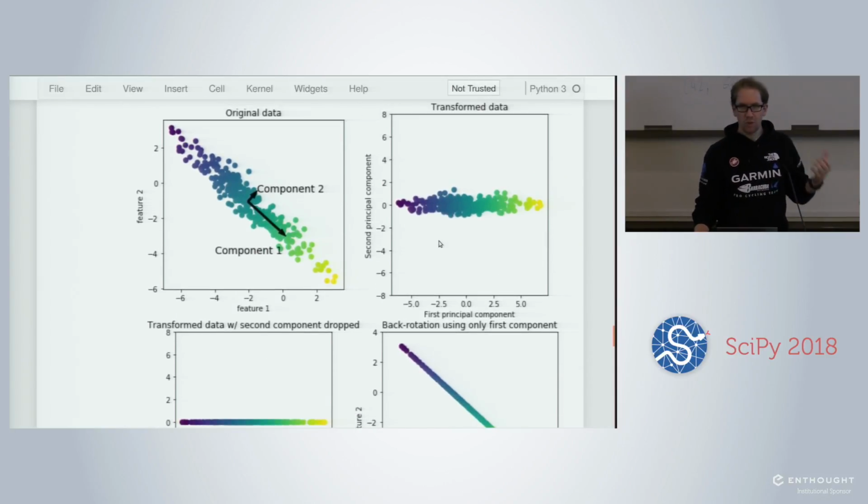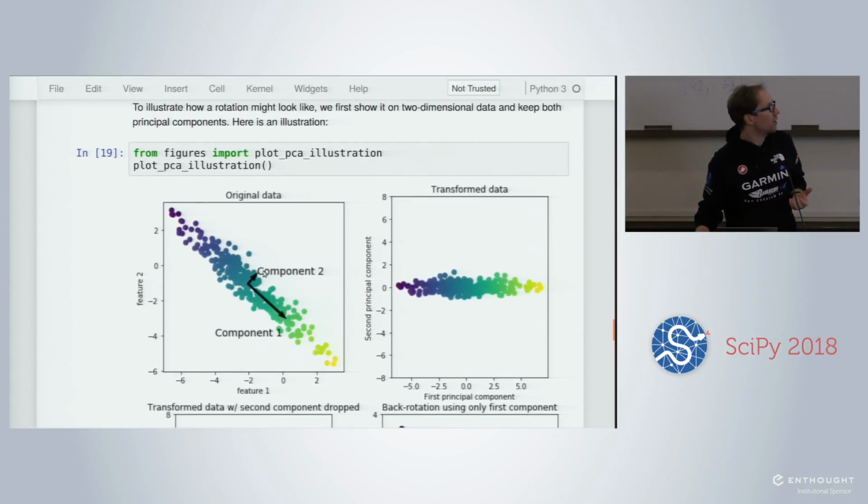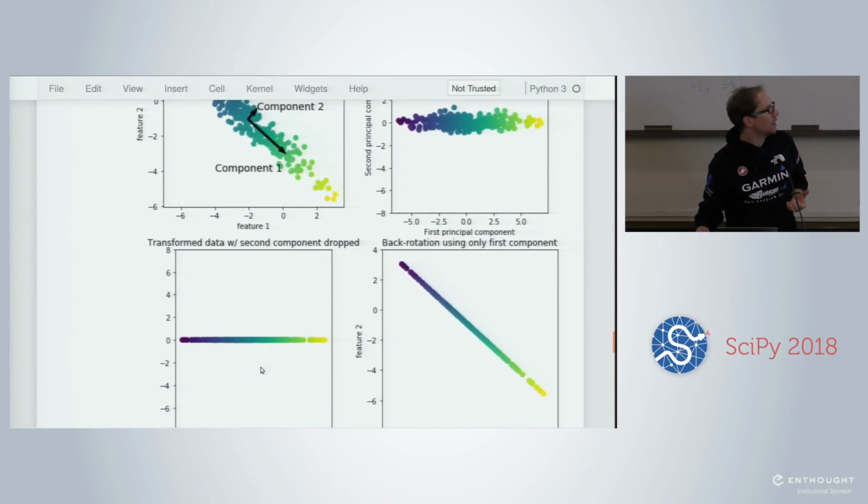And then we can look at the data with a single component, by projecting all these points onto the second component or onto the first component, and that is what we are seeing here. It's like when we drop the second component, and here it is only with the first component, that we back project.